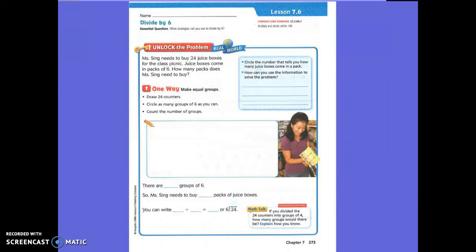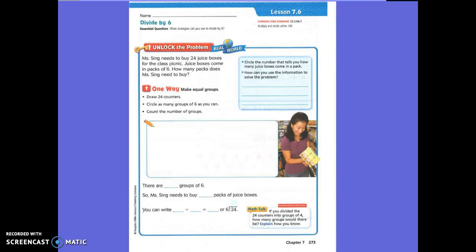Boys and girls, today we are going to use equal groups, related multiplication facts, or factors to divide by 6. Please read the story problem. Missy needs to buy 24 juice boxes for the class picnic. Juice boxes come in packs of 6. How many packs does Missy need?